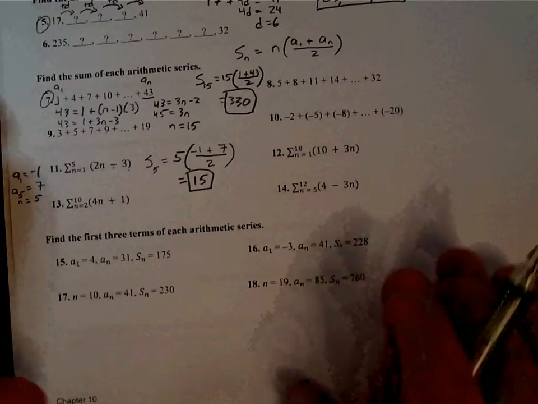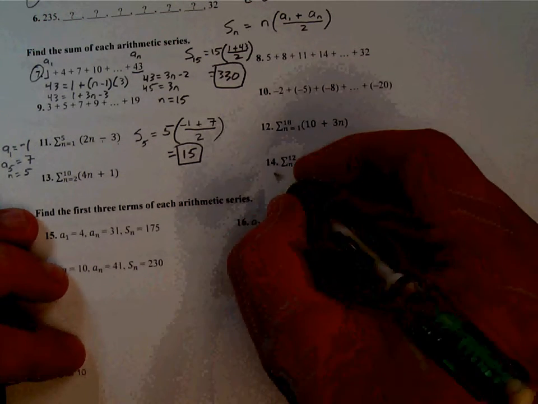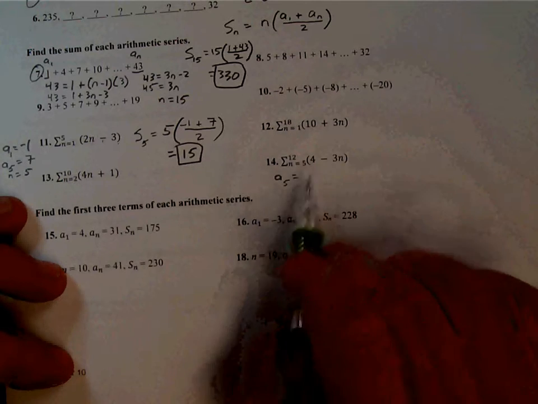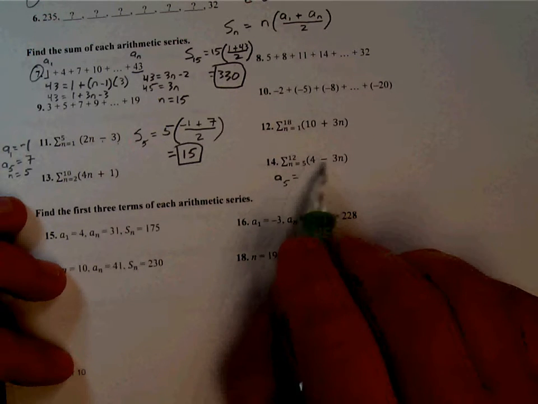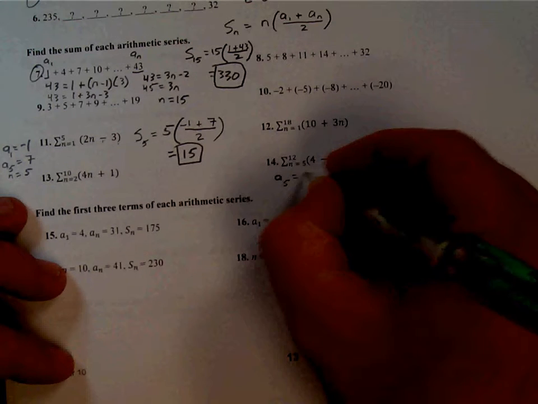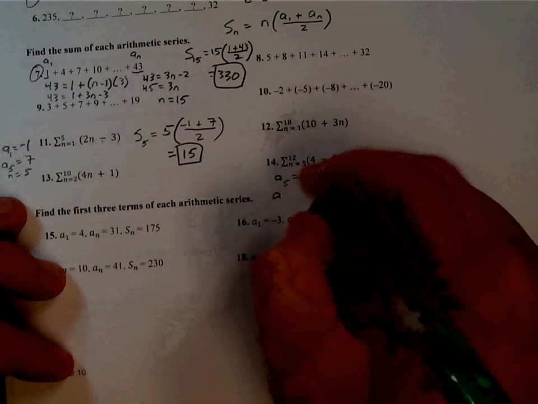Be careful on a problem like number 14. Same strategy, but notice they don't start with 1. They start with the fifth term. So the first term I care about is actually a sub 5. Plug in 5 to find out what it is. 4 minus 3 times 5. 3 times 5 is 15. 4 minus 15 is negative 11. That's the first term I care about, so I won't actually find a sub 1.